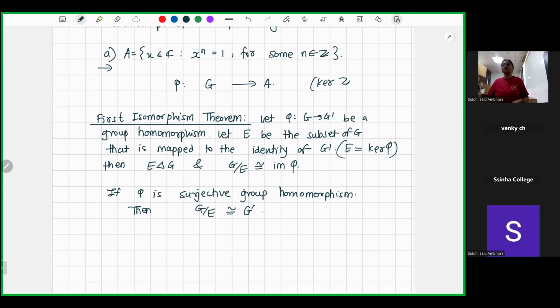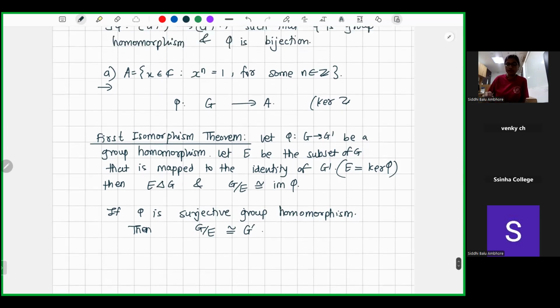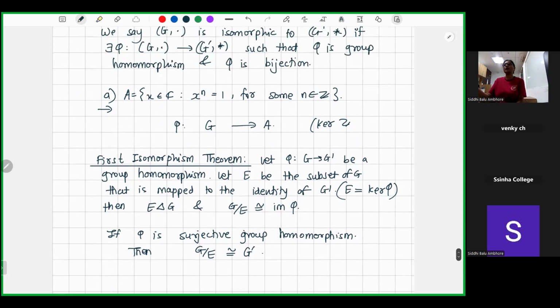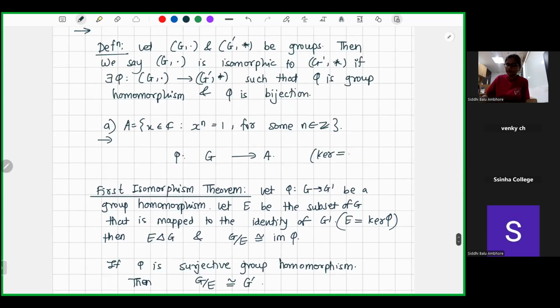So if you give me a map from G to A such that its kernel is Z, then we can say that G quotiented by Z is isomorphic to this A. But can you give me such a map? Can we have such a map?